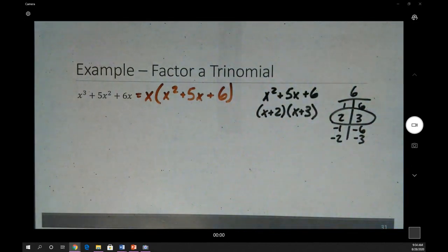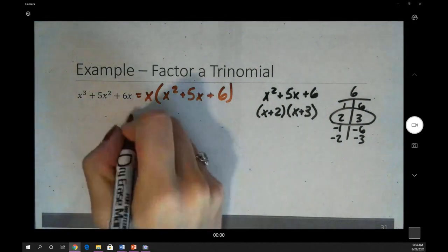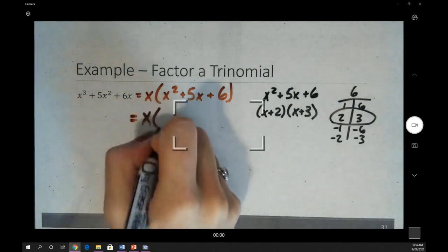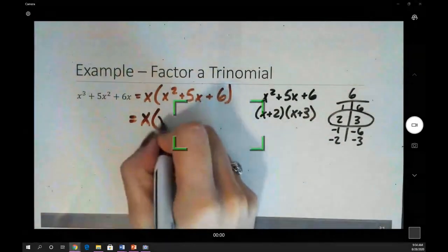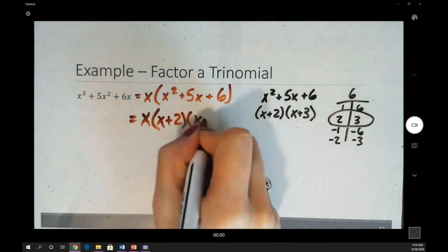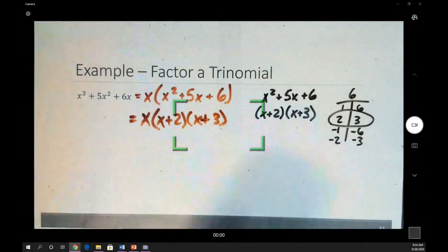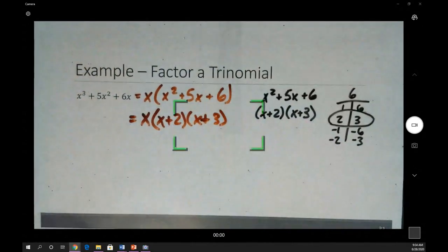But again, we have to remember, we factored out an x already. We need to make sure that x stays in front. So we have x times x plus 2 times x plus 3. And that's what we got.